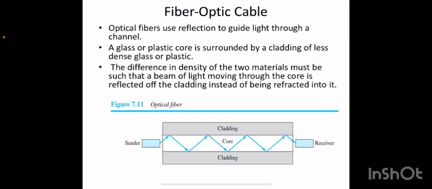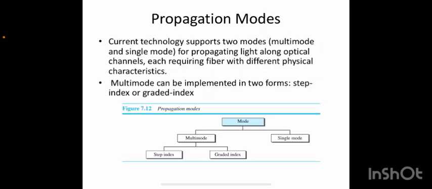So this is how it is actually manufactured. We have an inner core, which is either glass or plastic with high density. Beyond that we have the cladding, which is again a substance of lower density. If you pass light from a source, maybe an LED, and the angle of incidence is greater than the critical angle, then the light moves along the core alone to reach the receiver.